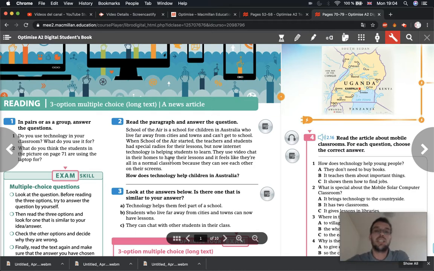Okay, how does technology help in Australia? Now, don't look at any other parts of the page. Don't look at what is put here. I want you to think for yourself. Based on what you've read, how does technology help children in Australia?